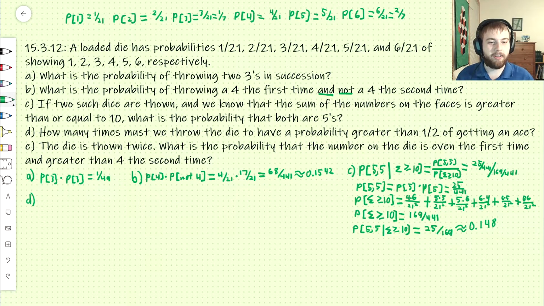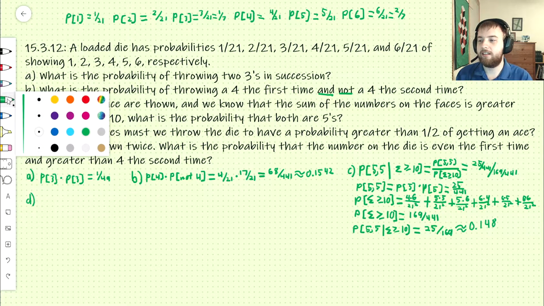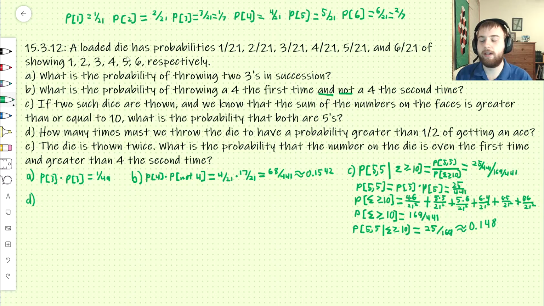Now we're going to start part D. Unfortunately, my computer crashed last time I tried to start part D. So how many times must we throw the die to have a probability greater than 1/2 of getting an ace? An ace in this case is a 1. Rolling a 1. So the probability of rolling a 1 on one go is 1 over 21.